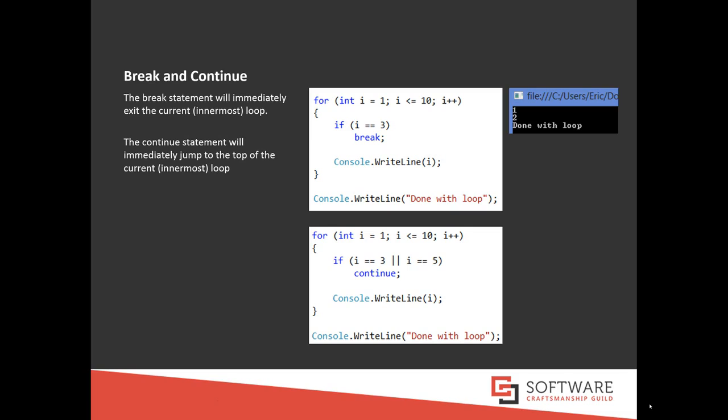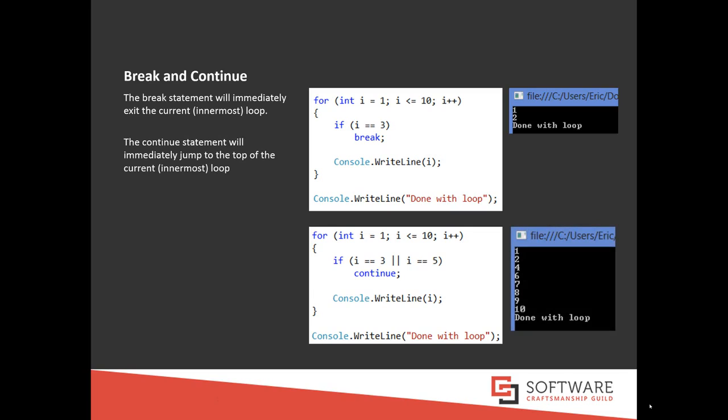is 3 or 5. So the result of that is printing all the numbers except we're skipping 3 and 5, so we see 1, 2, 4, 6. Do note that break and continue work for any type of loop, not just for loops, so we can use them in whiles as well.